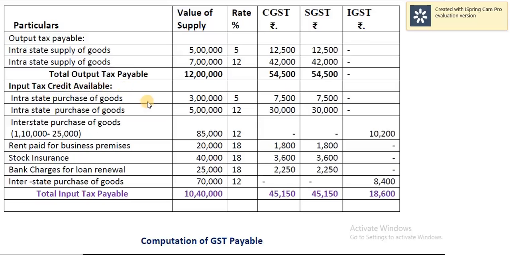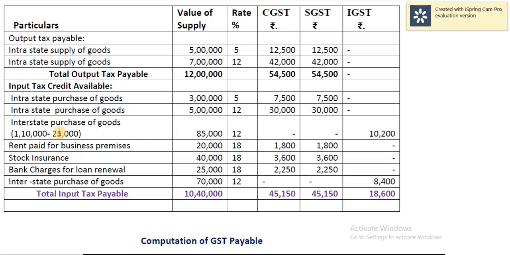Input tax credit available. Intrastate purchase of goods, 3 lakh at 2.5% each, so 7,500 and 7,500. Intrastate purchase of goods, again 6% on 5 lakh, CGST 30,000 and SGST 30,000. 6 plus 6 is equal to 12%. 30 plus 30 is equal to 60. 5,000 into 12 is equal to 60,000.